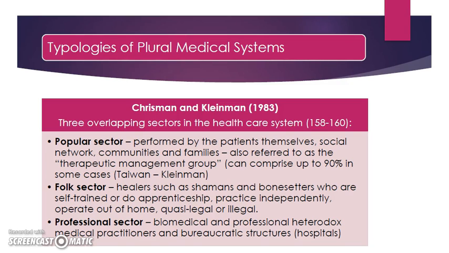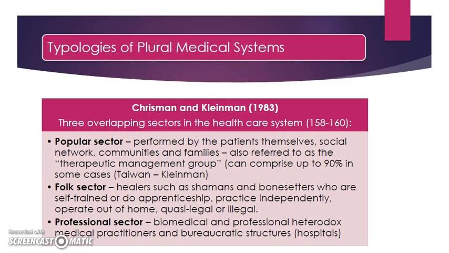Chrisman and Kleinman look at three overlapping sectors in the public healthcare system: the popular sector, the folk sector, and the professional sector. They note that the popular sector is performed by patients themselves through their social networks, communities, as well as families.